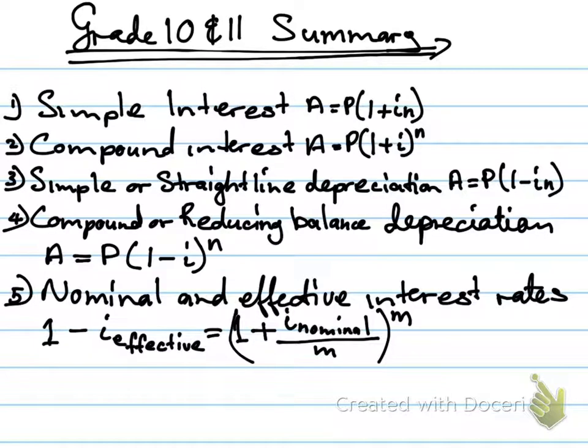And then simple or straight line depreciation, remember the formula. It's like the simple interest. The only difference is that there is a negative sign between one and the product of the interest rate and the period. And then compound and reducing balance depreciation. When you are calculating depreciation, you use those two formulas. Very important. And then the nominal and effective interest rates, you must know how to use those formulas also, so you can revisit our grade 11 lessons.